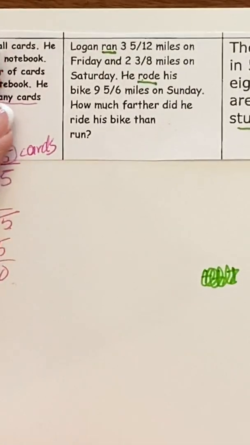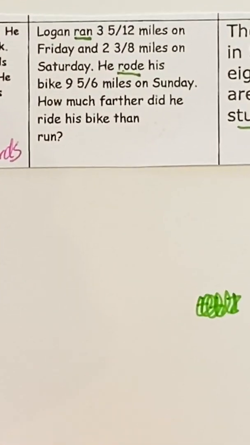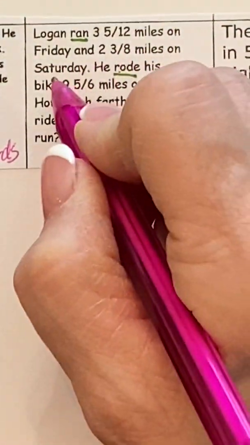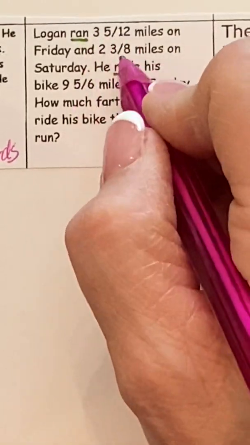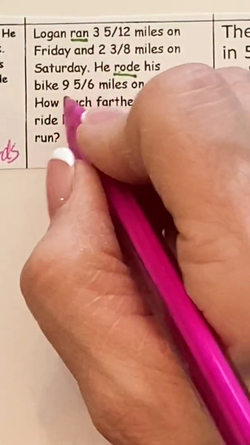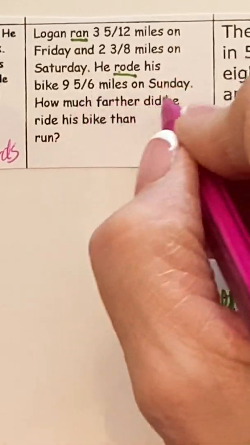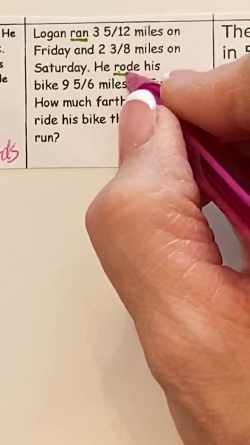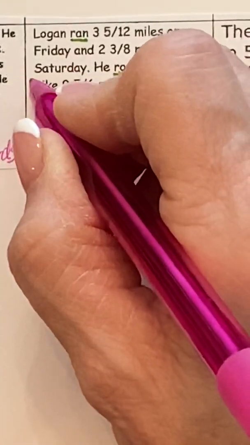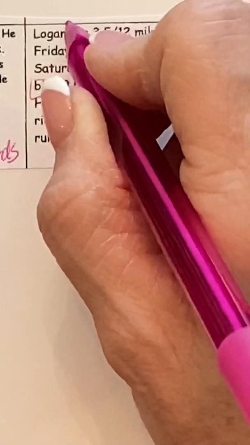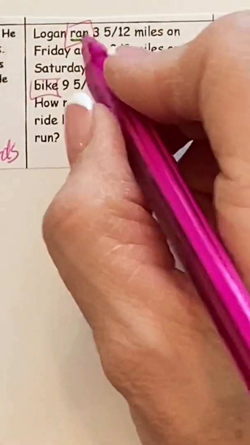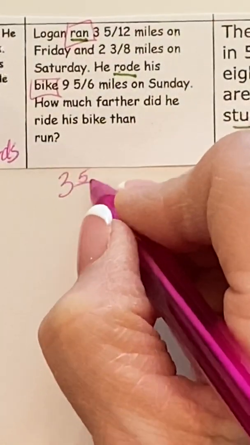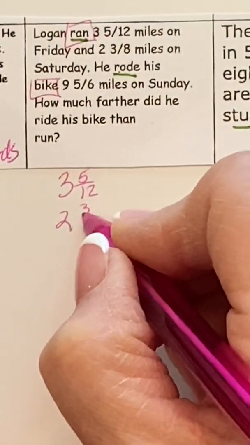Let's look at the next problem. This one talks about Logan, and it's saying that Logan ran this many miles on Friday and then this many on Saturday. So he ran that and that. Then he rode his bike. So he biked 9 and 5/6 miles on Sunday. How much farther did he ride his bike? So you're going to find the difference of riding his bike with just running. Okay? So first thing we're going to do is find out the total of 3 and 5/12 and 2 and 3/8.